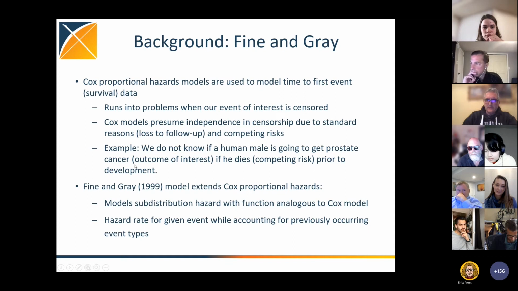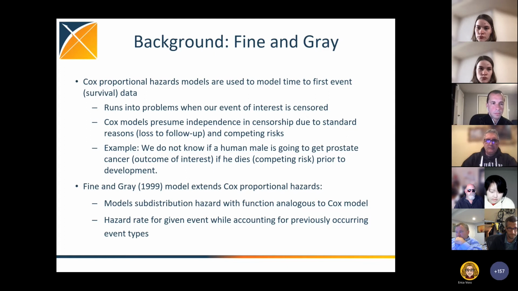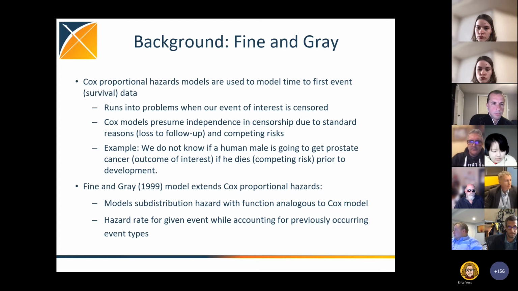Fine and Gray extend the Cox proportional hazards model, where they use a function analogous to the Cox model, and they measure the instantaneous hazard rate for our given outcome of interest, while also accounting for previously occurring event types. The Fine and Gray models extend Cox proportional hazards models such that they can be applied to competing risks data as well.